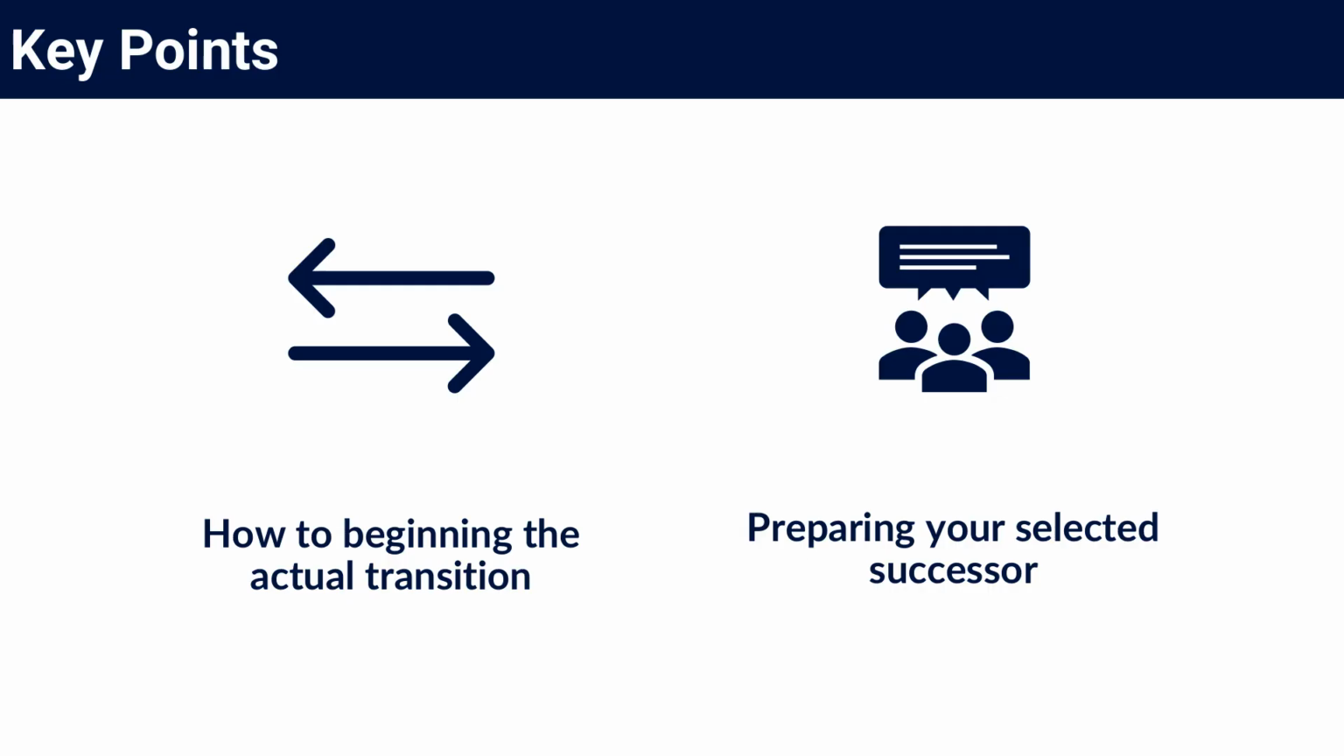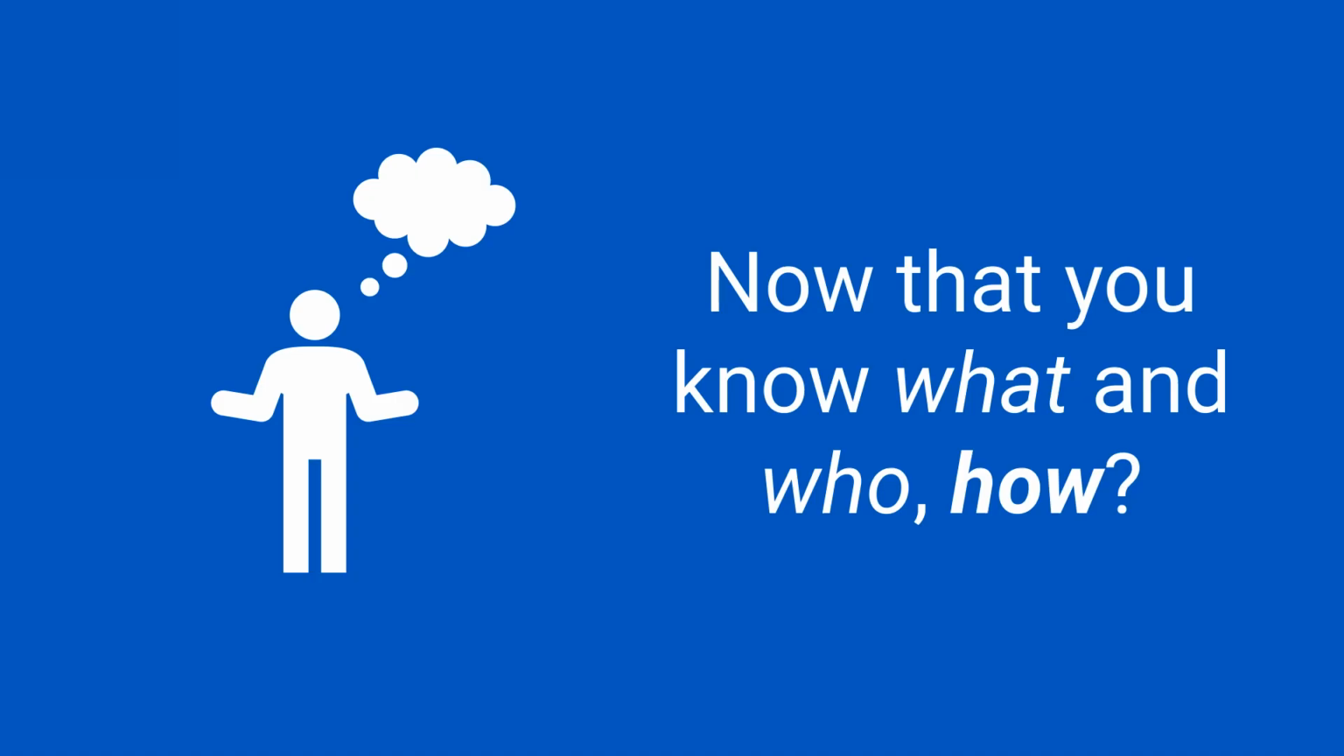The final part of this series takes the information you learned in parts 1 through 3 and puts it into action, beginning the actual transition and preparing your selected successor. Once you have a plan and potential candidates lined up to assume a new leadership role, it is important to make their transition as seamless and without disruption as possible.